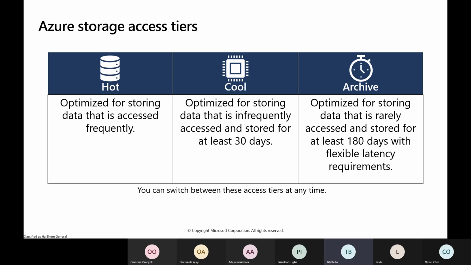So this one is usually used for data that stays in that particular archive storage for about 180 days or more. So we said the least is 180 days. That's the type of storage you use this archive access tier for.